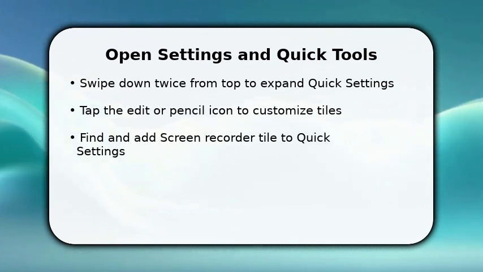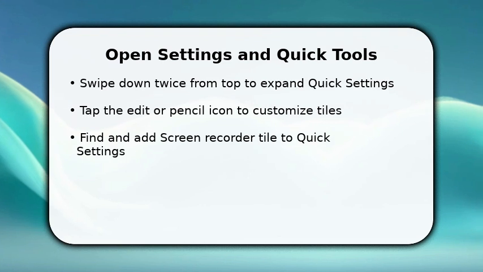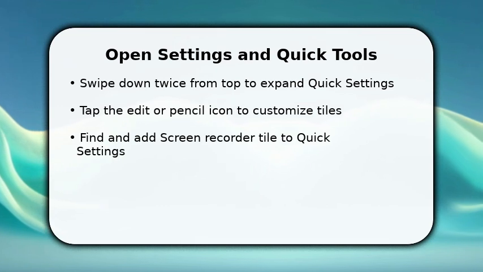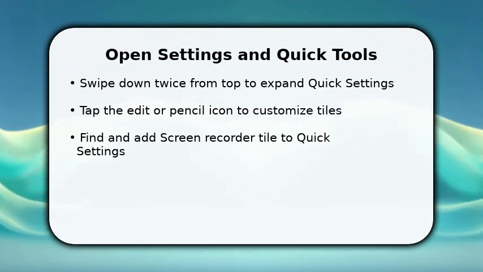Make sure to scan the hidden tiles area. The recorder is often there. Once added, you can launch it quickly from quick settings. This saves time and avoids searching through apps when you need to capture something fast.